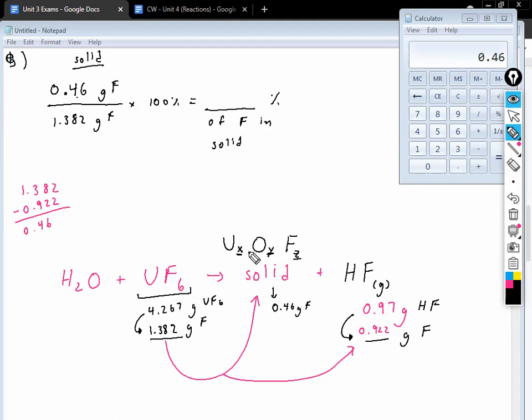I'll also give you guys a minute to solve out what percentage went into the gas. And then after that, that's your answer for part B. And that's it.